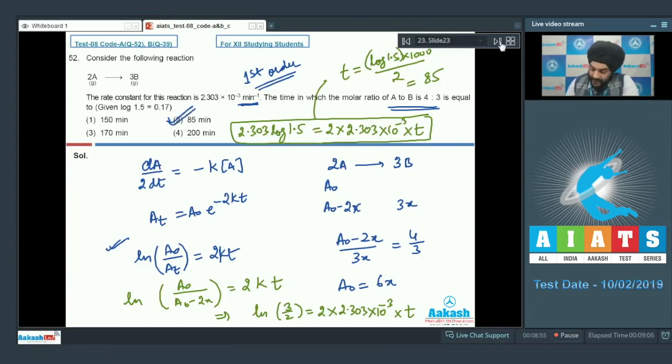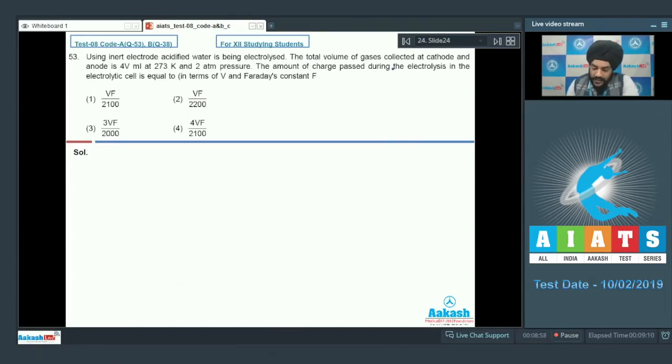Let us look at the next question now. Question number 53. Using inert electrodes, acidified water is being electrolyzed. The total volume of gases collected at cathode and anode is 4V mL at 273 Kelvin and 2 atmosphere.